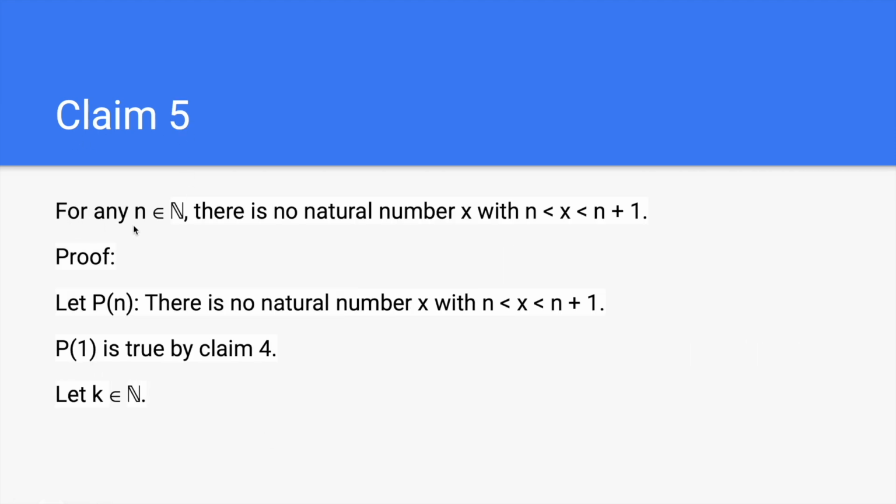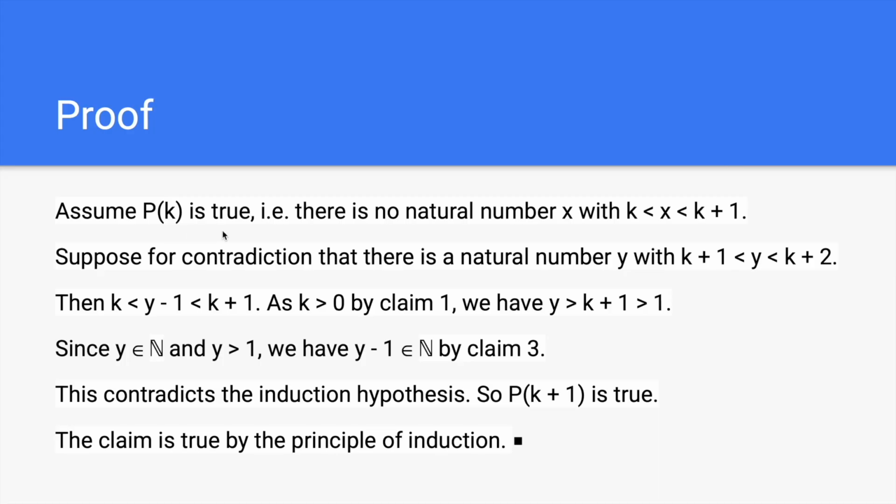Claim 5. For any natural number n, there is no natural number x with n less than x less than n plus 1. Proof. Let P(n) be: there is no natural number x with n less than x less than n plus 1. P(1) is true by claim 4. Let k be a natural number. Assume P(k) is true. In other words, there is no natural number x with k less than x less than k plus 1. Suppose for a contradiction that there is a natural number y with k plus 1 less than y less than k plus 2.